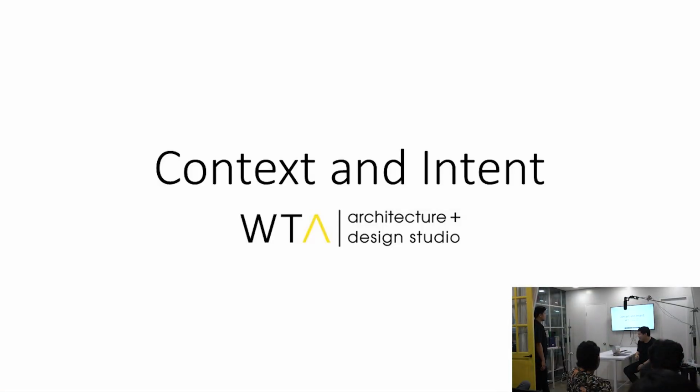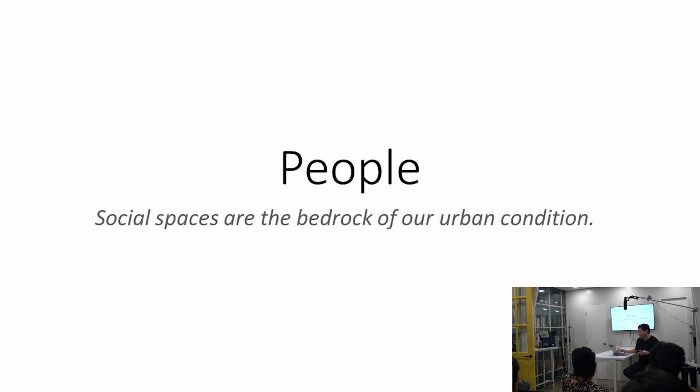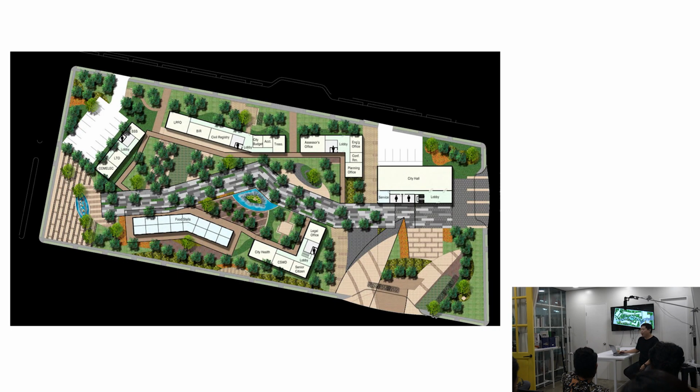So the last book we did, which should be superseded by now, was about context and intent. These are the two things that make your project speak about specificity. So always you work on the context, you work on research. So what creates context, right? The first thing is people. Social spaces, it's about people, it's about us. And that's really what the urban condition means.